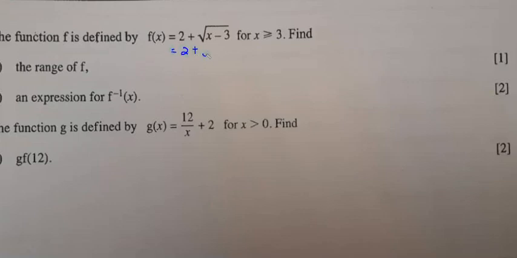2 plus square root. Okay. The value inside here, x minus 3, for it to be a value where you can calculate a real number, then x minus 3 must either equal 0 or be more than 0. Okay? Then only you can have a value. You can have a square root of a 0 or positive value.